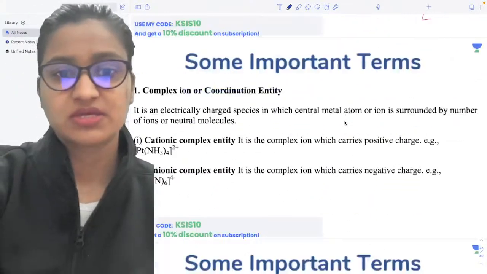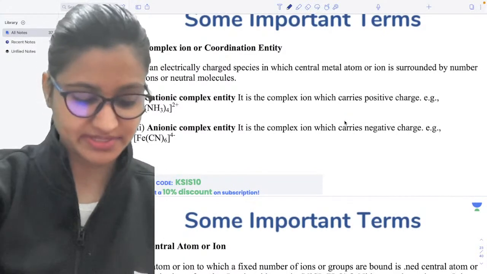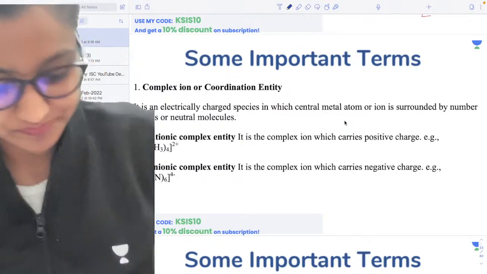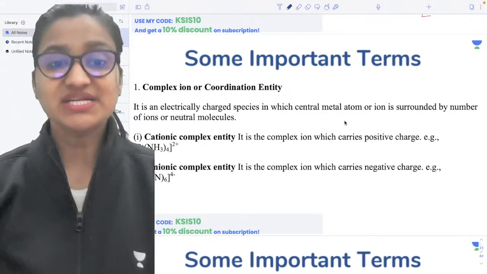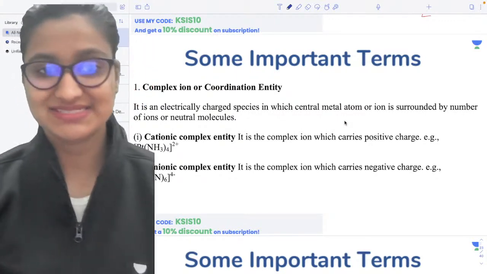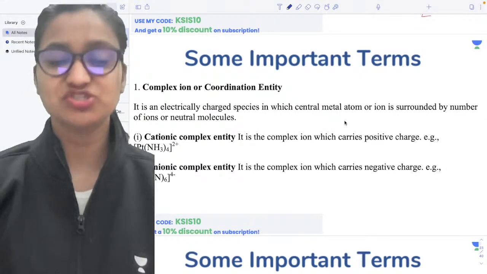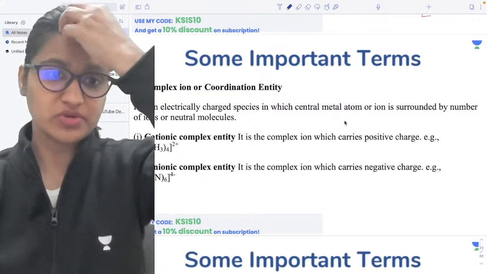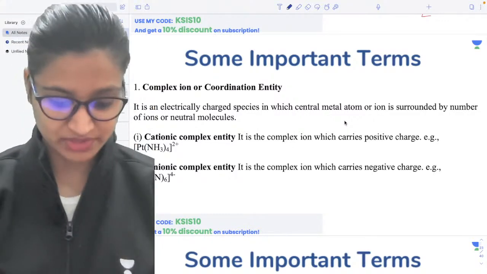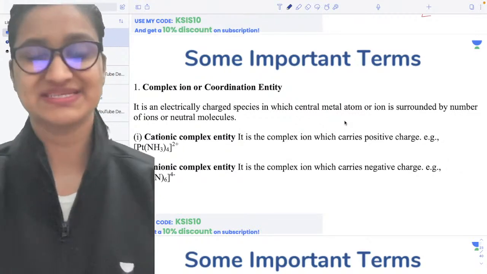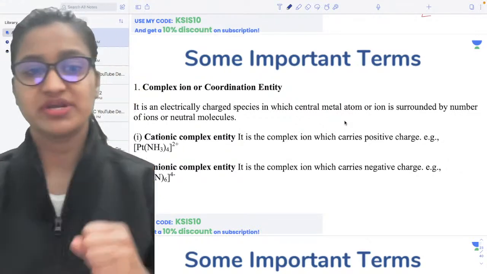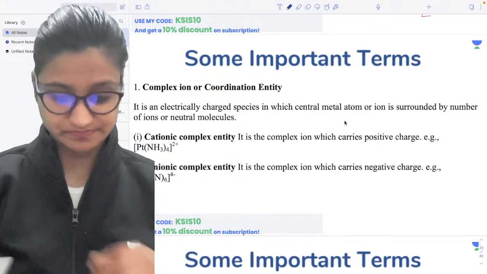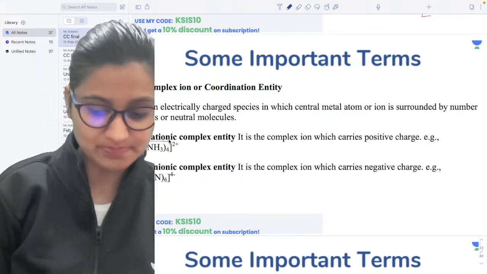Now you can see the same definition of the terms that we just understood. A complex ion or complex entity is an electrically charged species in which the central metal atom or ion is surrounded by a number of ions or neutral molecules. So our complex entity can be cationic or it can be anionic. Cationic, obviously, when it has a positive charge, so it will be called a cationic complex entity.